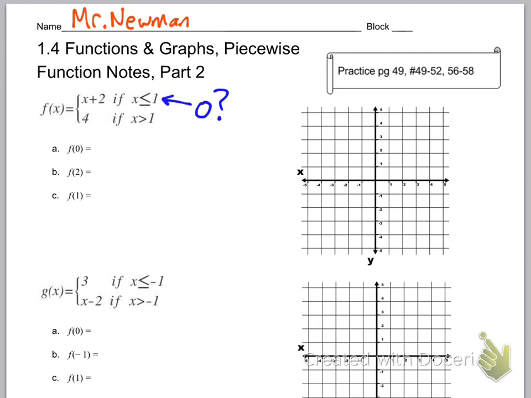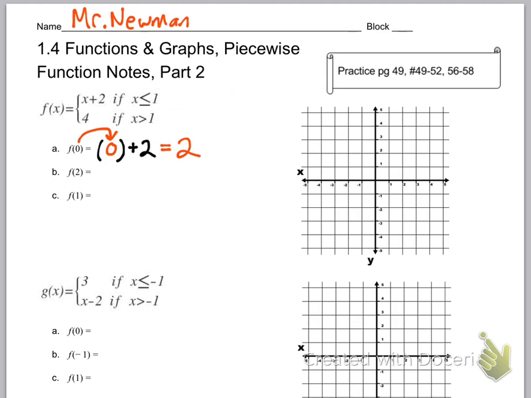First of all, we've got this input of 0 for part A right here. And we're going to look at, is 0 less than or equal to 1, or is it greater than 1? And sure enough, 0 is less than or equal to 1. I think I might have said greater than. 0 is less than or equal to 1, so therefore 0 is going to be plugged into x plus 2. Right here we've got x plus 2, but instead of x, I'm going to plug in my input 0, and 0 plus 2 is 2.